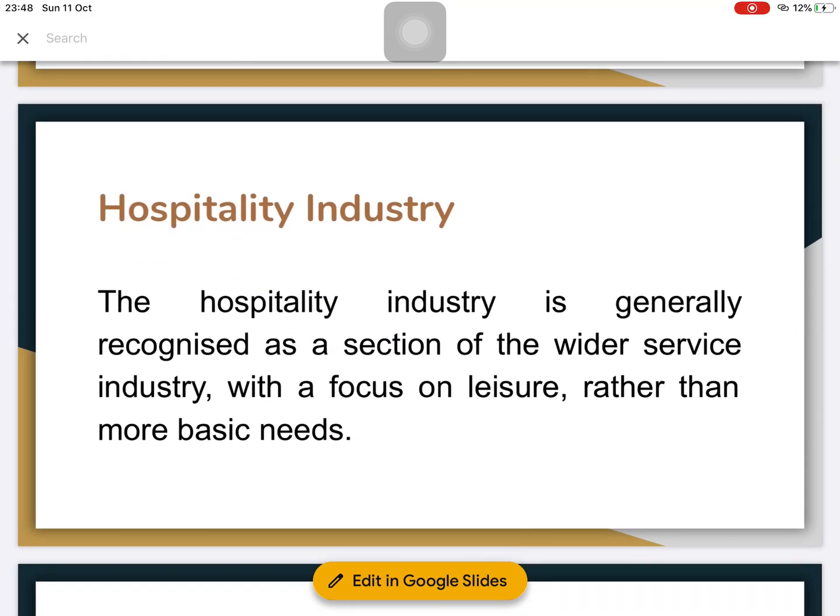So what is the hospitality industry? The hospitality industry is generally recognized as a section of the wider service industry with a focus on leisure rather than more basic needs. The hospitality industry is a broad category of fields within the service industry that includes lodging, event planning, theme parks, transportation, cruise line, traveling, and additional fields within the tourism industry.